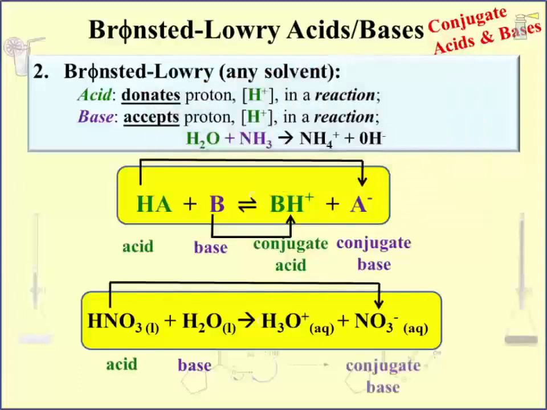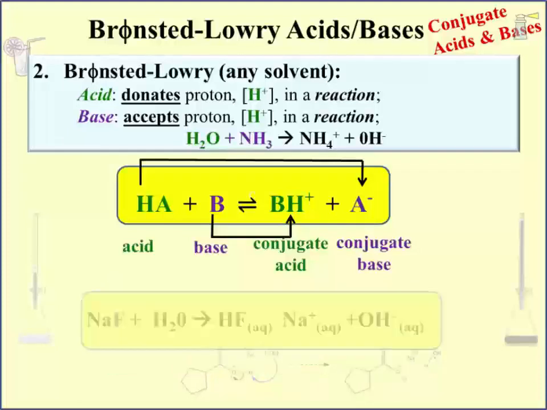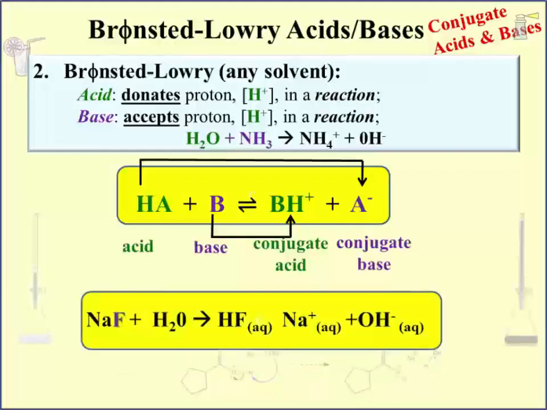Starting with nitric acid. Losing a hydrogen ion leaves the polyatomic ion nitrate. It is the conjugate base. Nitric acid is a strong acid, so nitrate must be a weak base. For the base, water. It picks up the hydrogen ion and forms hydronium. Hydronium is a conjugate acid. It is a strong acid, and water is a weak base.